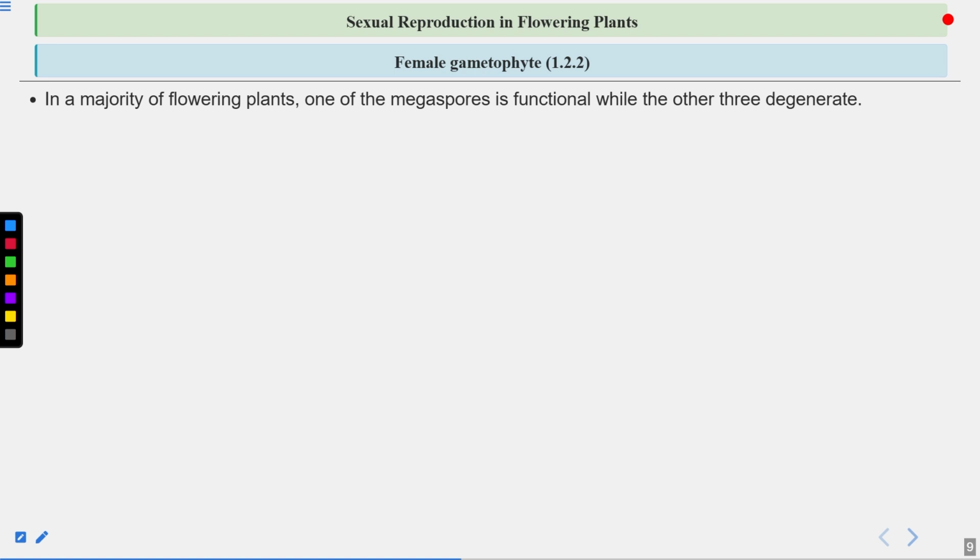Now, we will discuss the female gametophyte. That is topic 1.2.2 in your NCERT. In the majority of flowering plants, one of the megaspores is functional while the other three degenerate.